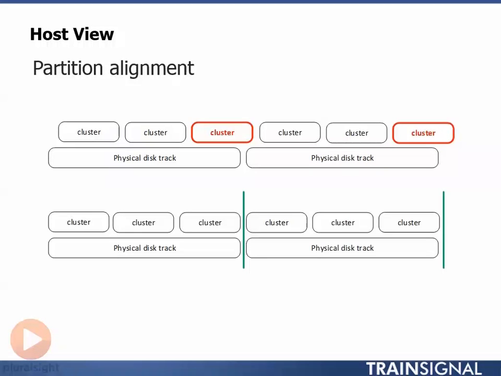As we can see, no clusters in the NTFS file system overlap underlying hard drive tracks. Anyway, let's move on to the array and look at some simple charts and metrics from the array's perspective.